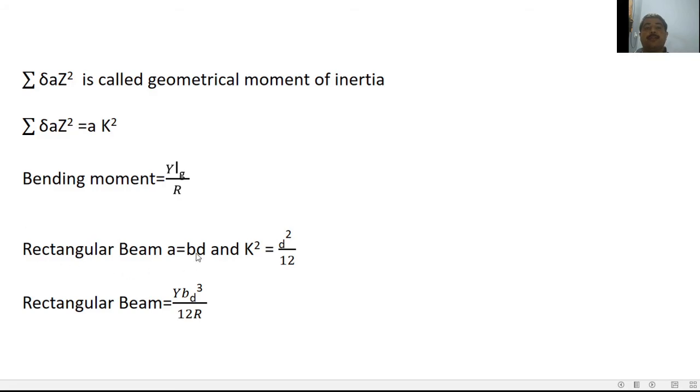For a rectangular beam, the area is equal to length into breadth. Here it is taken as breadth into thickness. So A is equal to b d, and the radius of gyration is given by K square is equal to d square by 12. Therefore, the bending moment for the rectangular beam becomes Y b d cube by 12 R. So this is the expression for the bending moment for the rectangular beam.